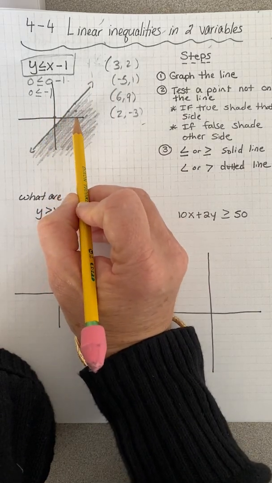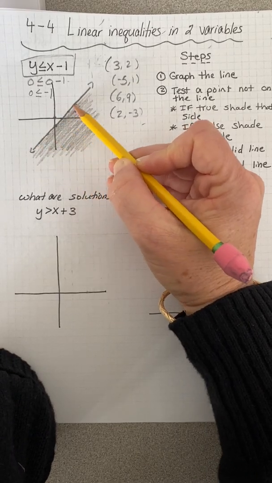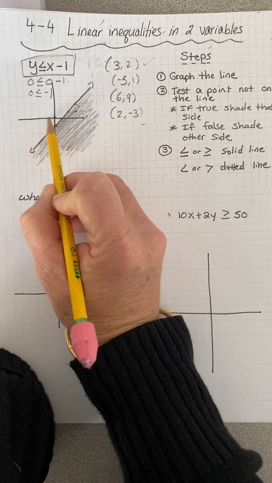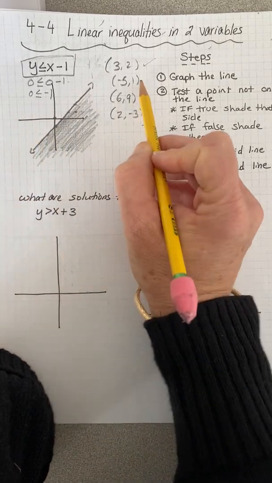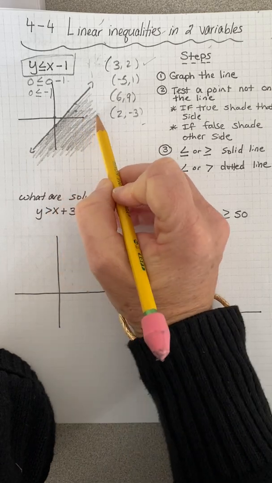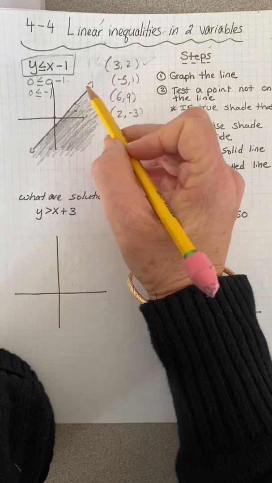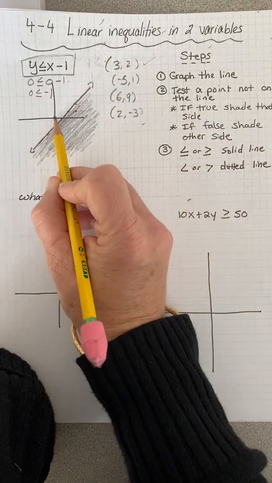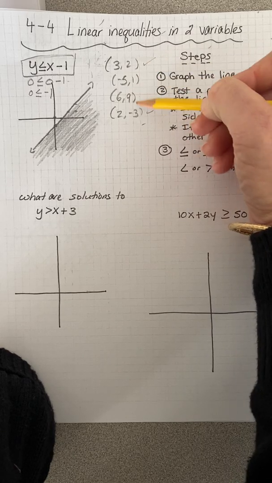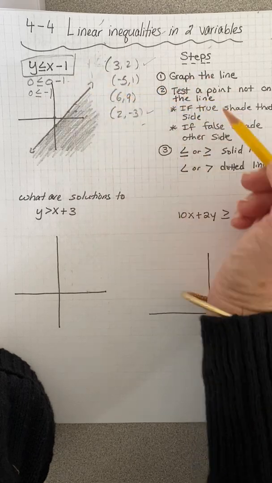3, 2, 1, 2, 3, 1, 2. Well, that's right on the line. Since it's a solid line, that would work. -5, 1, well, that's not going to work. 6, 1, 2, 3, 4, 5, 6, well, that's not going to work. 2, -3, that is going to work. So you would say those coordinates worked. Those coordinates were solutions to this inequality.